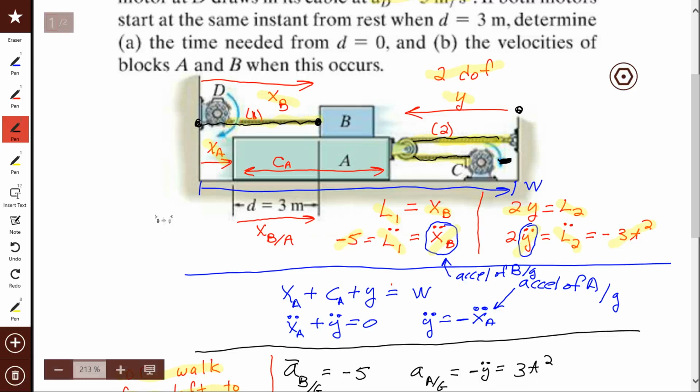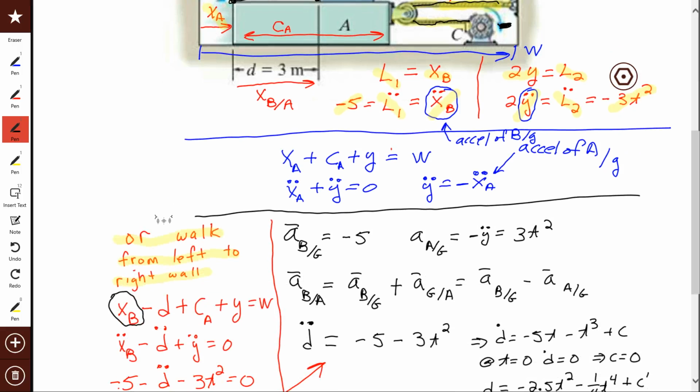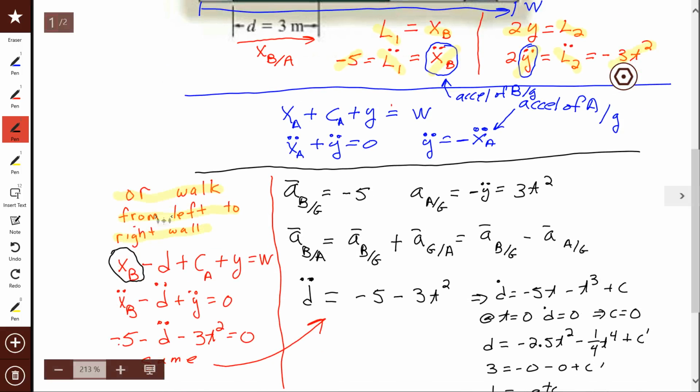Then I want to bring in the variable D. So where I'm at now, I'm going to walk backwards until I get to this point. How far did I walk? I walked a distance D. Which way did I walk? I walked left. So I say negative D.